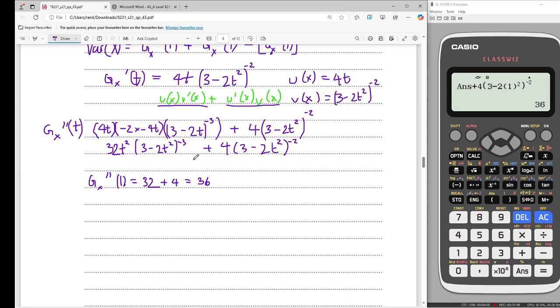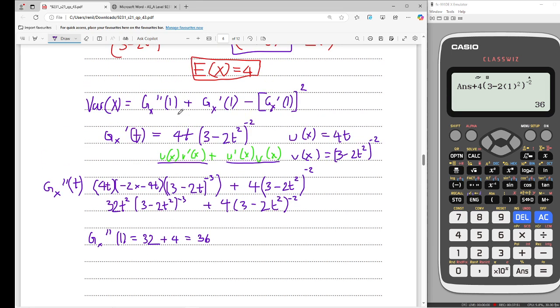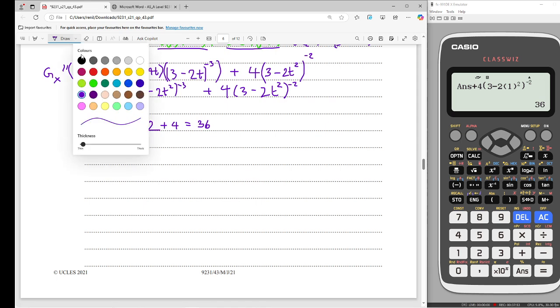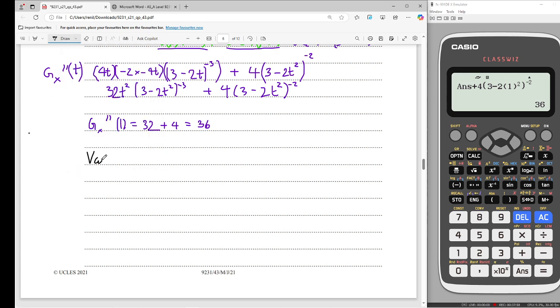Okay, so now that we found this, we can just plug this into the equation over here. So that means variance of x, let's put this in black. So that means variance of x is equal to 36 plus expected value, which is 4, minus expected value squared, which is 4 squared. It's equal to 40 minus 16, which is equal to 24. So that means our variance of x equals 24. That's how you find the variance.